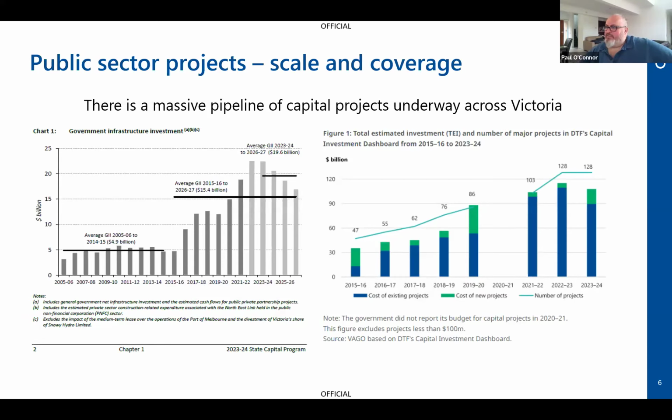This will give you a sense of the scale of projects underway in Victoria right now. So on the left-hand side, I've just taken a snip from the latest state capital program. So this is the budget papers. This is known as budget paper 4. But as you can see, we've had a massive leap in expenditure in public sector projects.